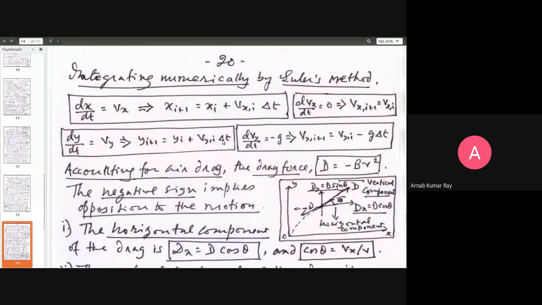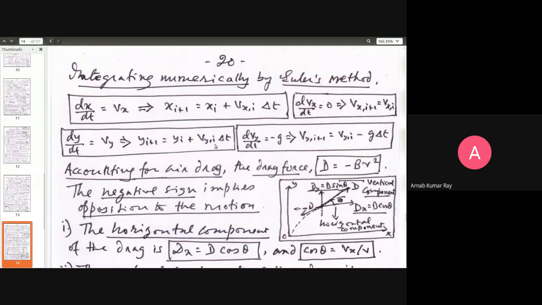Okay, so these are the four Euler equations that you have to write. The x equations are very simple. You might as well not do this, but just for completeness, I have written this. Whatever is happening at i is also happening at i plus 1, the same value, for the x component of the velocity.